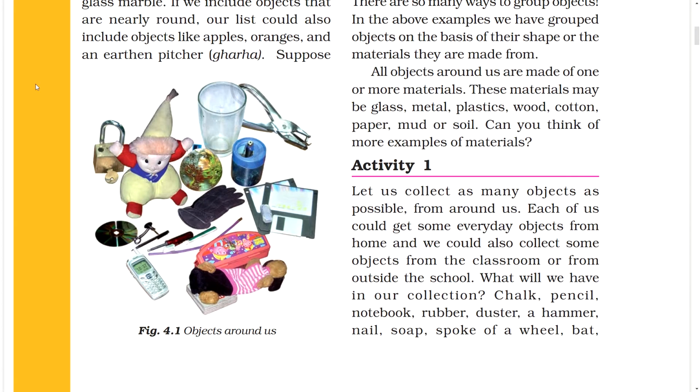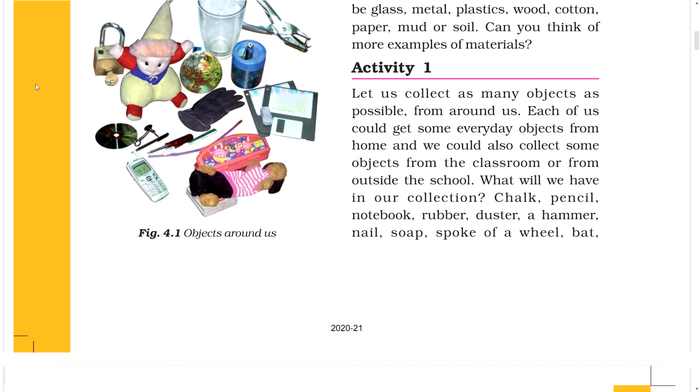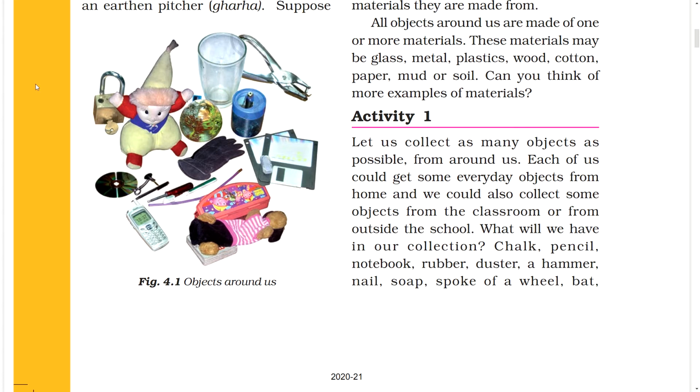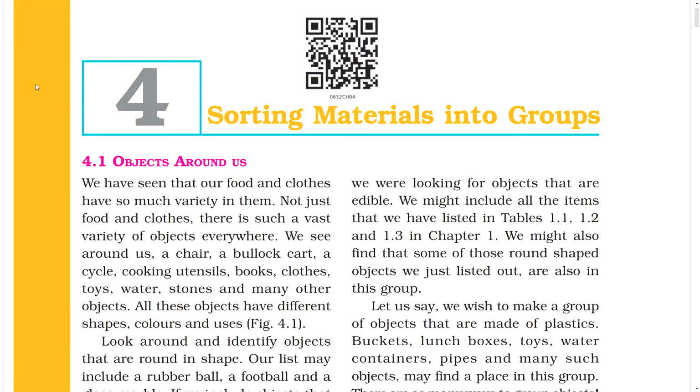Suppose we were looking for objects around us that are edible. We might include all the items that we have listed in tables in chapter 1. We might also find that some of those round shaped objects we just listed out are also in this group.